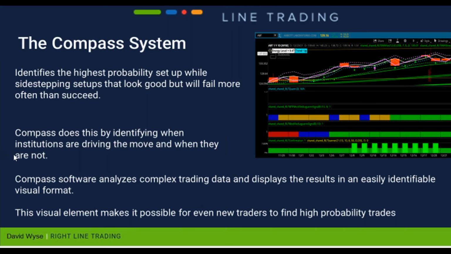This is really critical. It analyzes a lot of complex data. It's looking at momentum, it's looking at trend, it's looking at money flow. But the Compass system analyzes the complex data and displays the results in an easily identifiable visual format. So the SPY super system is the Compass system with some enhancements to it. And again, this visual element makes it possible for even new traders to identify high probability trade setups, all right?